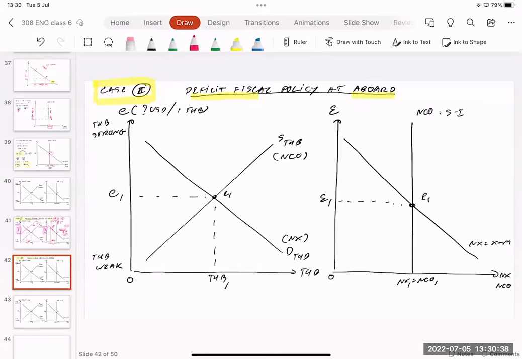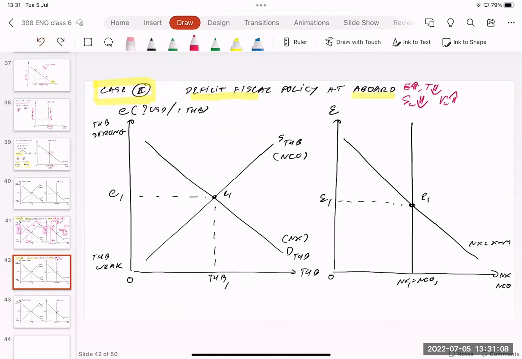It means that the other country's government is going to spend more and tax less. By doing that, the saving for the whole world is going to be reducing. I will not go into the detail because you already learned this one. Saving for the whole world reduces, and the real interest rate for the whole world is going to be increasing.